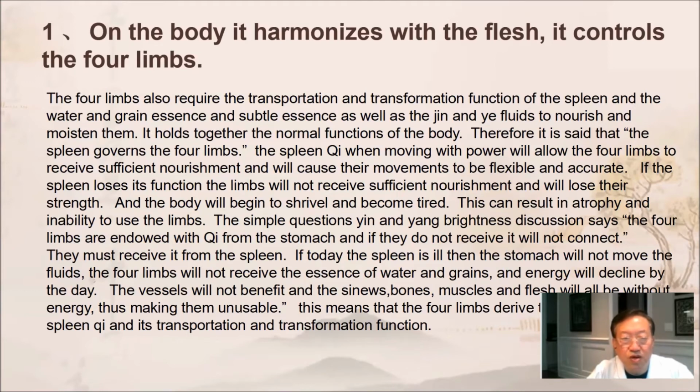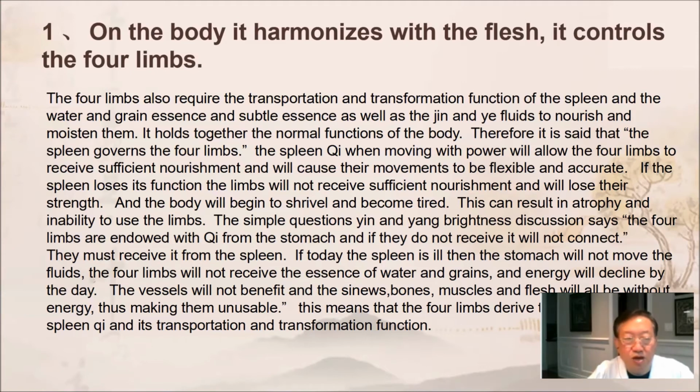It holds together the normal functions of the body. Therefore, it's said the spleen governs the four limbs. The spleen qi, when moving with power, will allow the four limbs to receive sufficient nourishment and will cause their movements to be flexible and accurate. If the spleen loses its function, the limbs will not receive sufficient nourishment and will lose their strength, and the body will begin to shrivel and become tired. This can result in atrophy and inability to use the limbs.